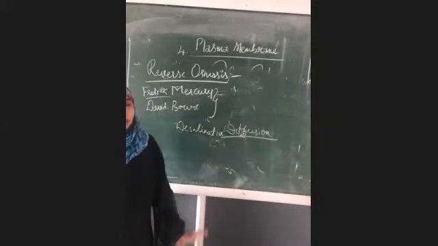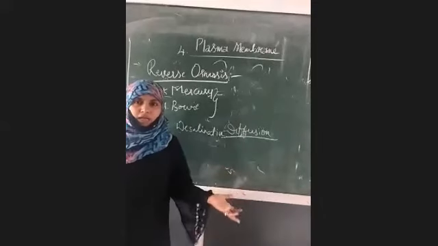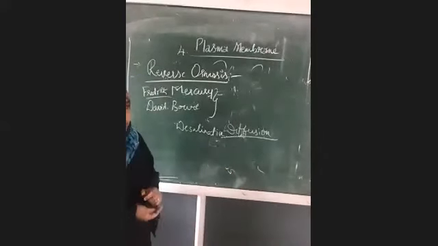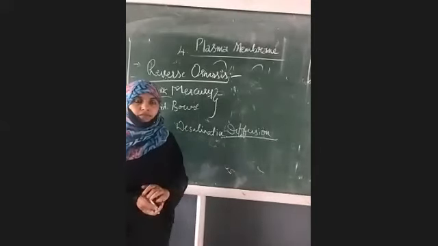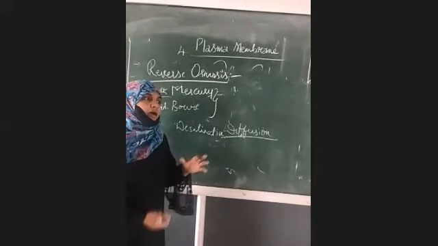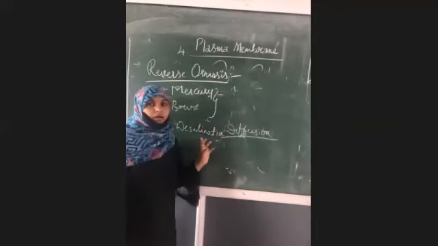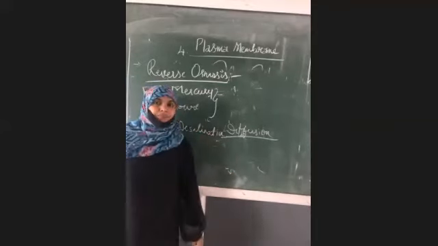As you know, the earth is covered by water, and the majority is covered by oceans. But we cannot use salt water. We are using fresh water. So the excess amount of salt should be removed from the water. That process is called desalination.